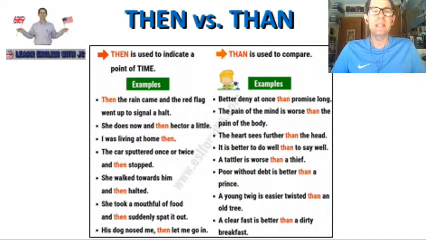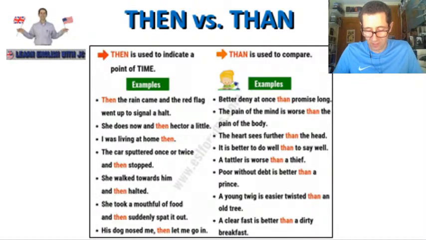Okay, better deny at once than promise long. Yeah, don't promise. Better deny at once than promise long. Okay, all right. So next one: the pain of the mind is worse than the pain of the body.